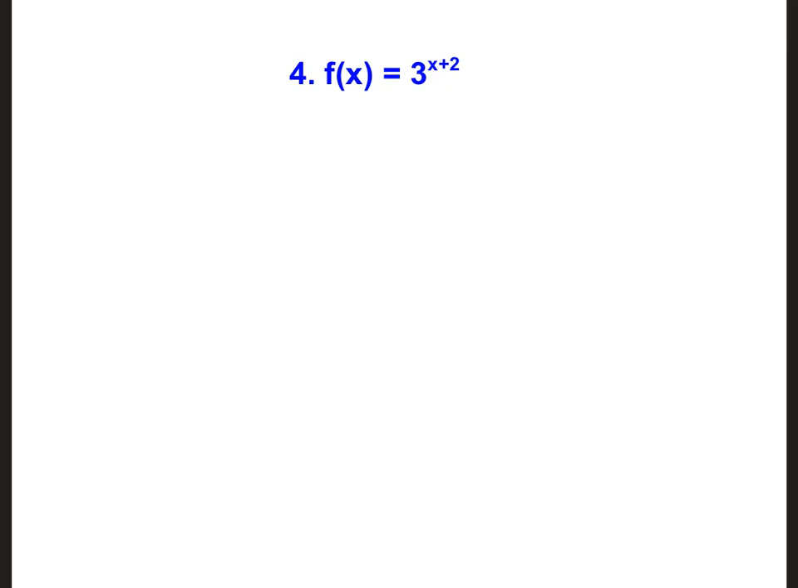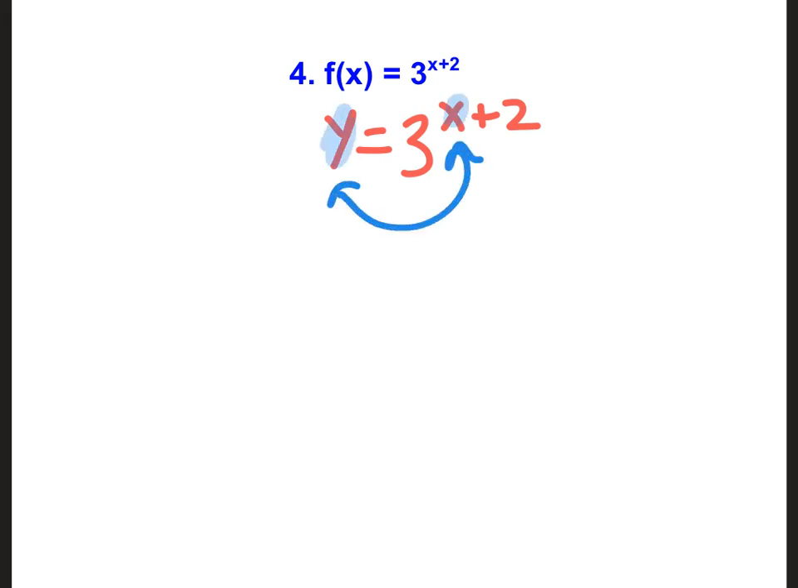All right, my last one, we have f of x equals 3 to the power of x plus 2. Again, my first step, always get rid of f of x. So we have y equals 3 to the power of x plus 2. And then we're going to flip-flop our x's and our y's. So we have y here, we have x, and we need to change their positions. So we have x equals 3 to the power of y plus 2.